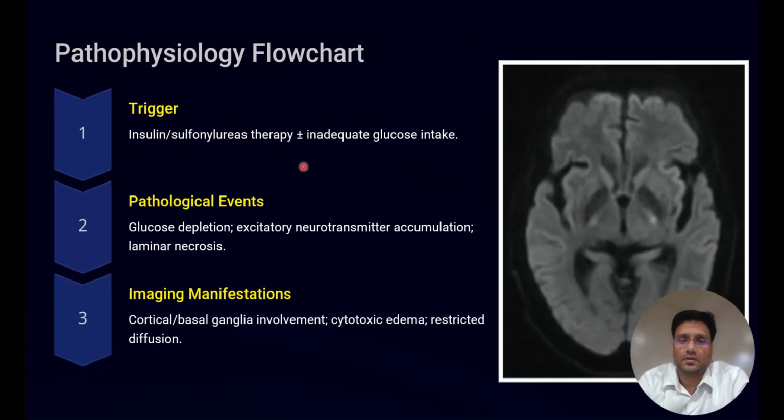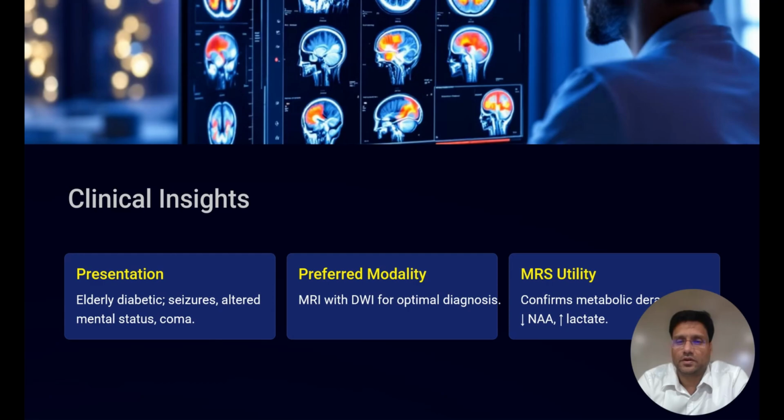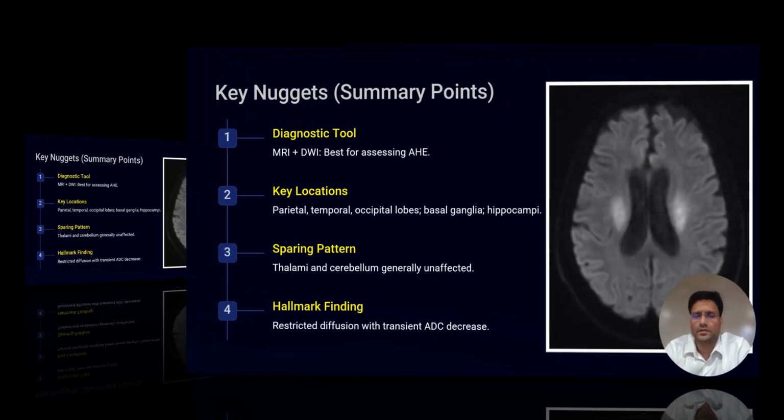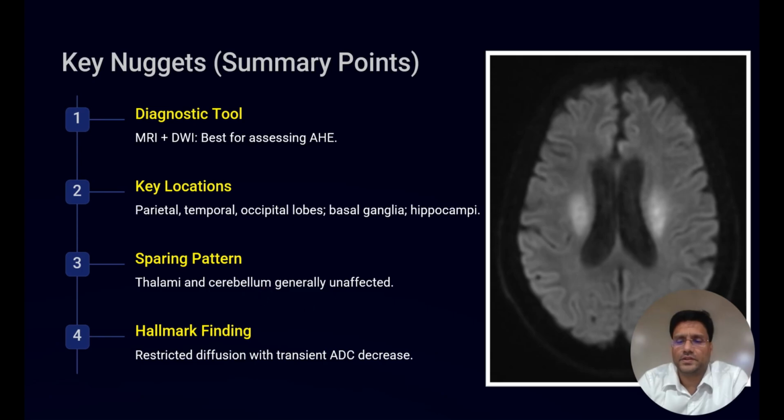The trigger factor is insulin. At night they take a sulfonylurea and insulin, and they don't take proper food, which may trigger the glucose depletion. This is mainly due to excitatory neurotransmitter accumulation and laminar necrosis. So it's always useful: diffusion is the most important sequence, and this is a sparing pattern. Again, I want to emphasize thalami and cerebellum.